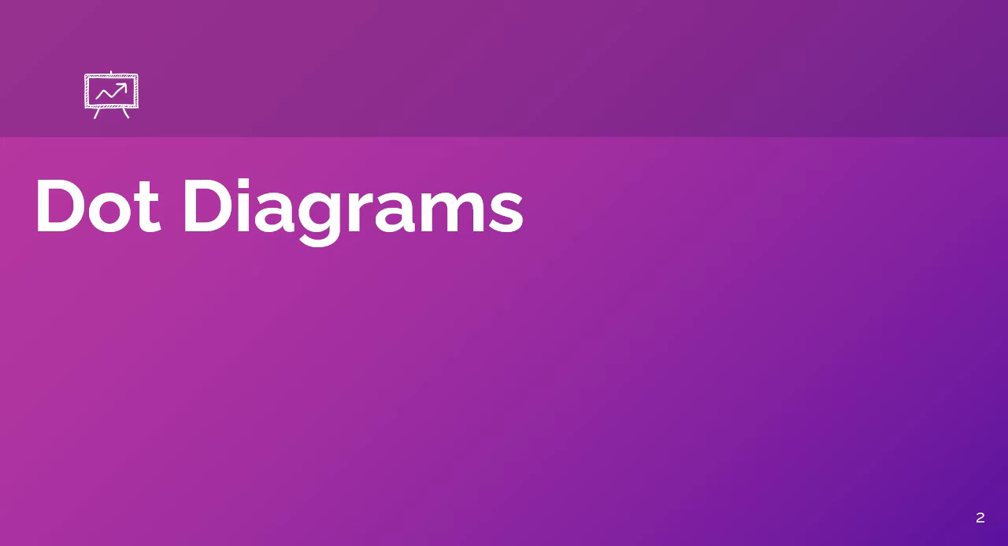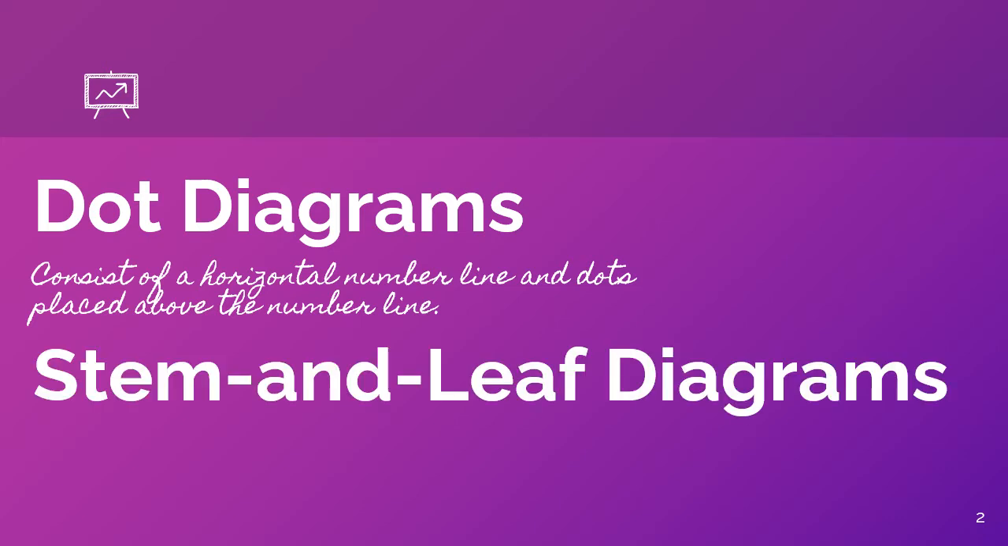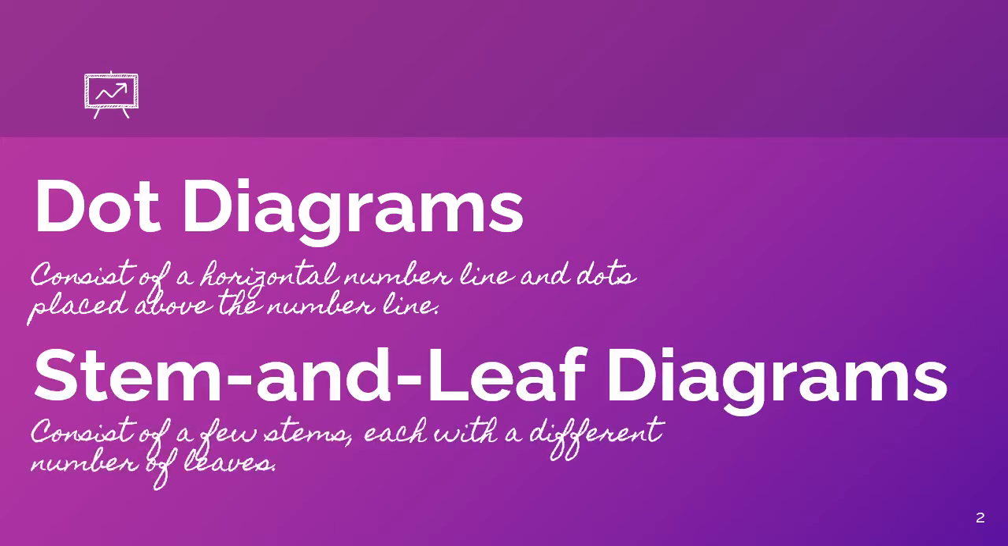When we say dot diagrams, it consists of a horizontal number line and dots placed above the number line. So we're going to use a horizontal line in here. Then next, the stem and leaf diagram consists of a few stems, each with a different number of leaves. So we have stems and leaves. For example, we have 23. The stem, or the key, is 2 and the leaf is 3. So that is a stem and leaf diagram.